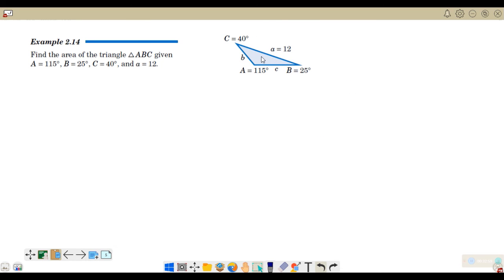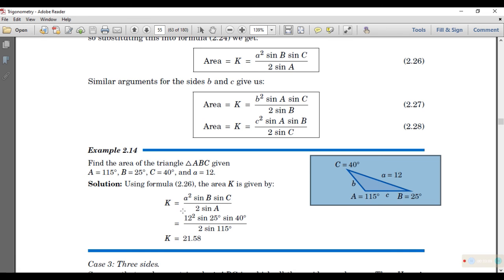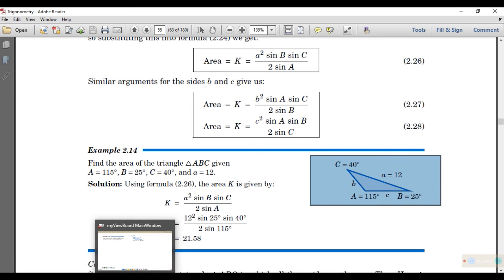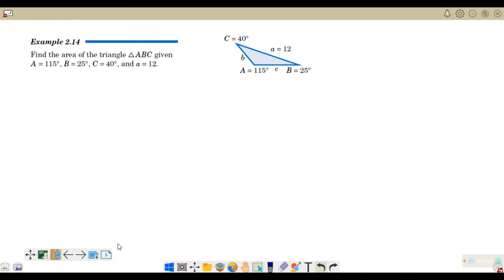Gusto ko ibigay sa inyong solution ay yung hindi katulad nung nasa book. Anong ginamit niya dito? A squared sine B sine C. Okay. So, magpalit tayo ng gagamitin. Huwag natin gamitin yung first na formula.